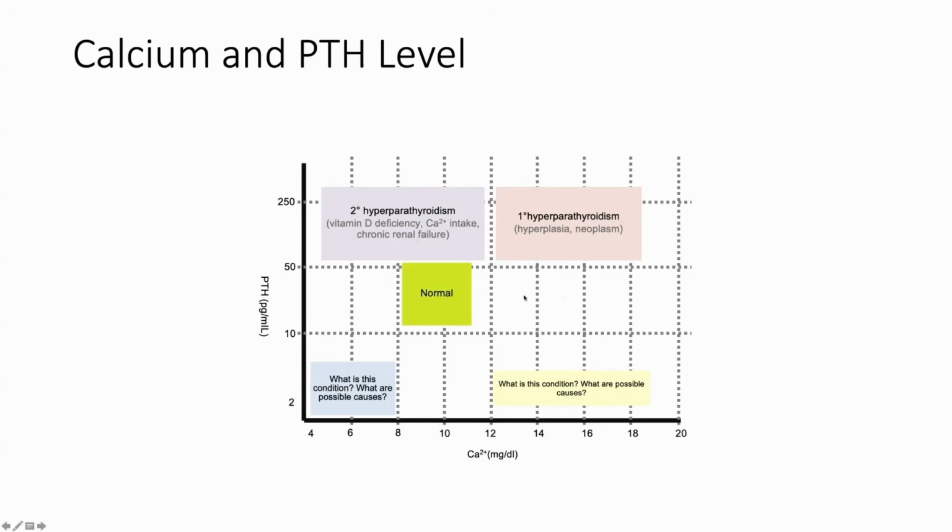Okay, Harsha. What about the bottom left quadrant? What would be in that quadrant? The bottom left quadrant would be both low PTH and low calcium. Great. So what do we call that, using our endocrine terminology? Just hypoparathyroidism. Great.